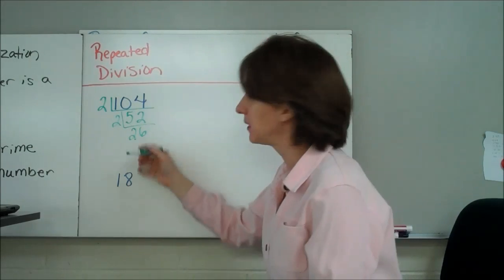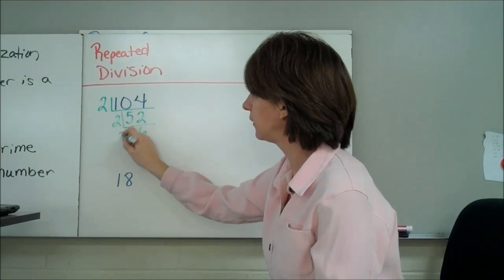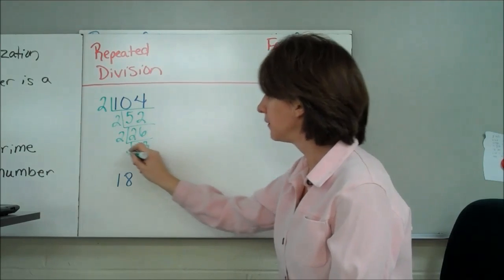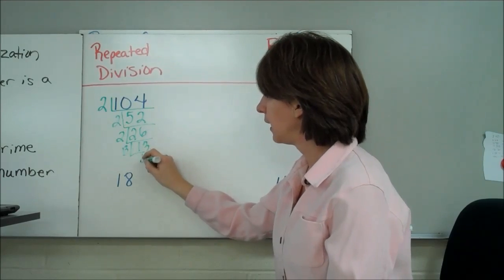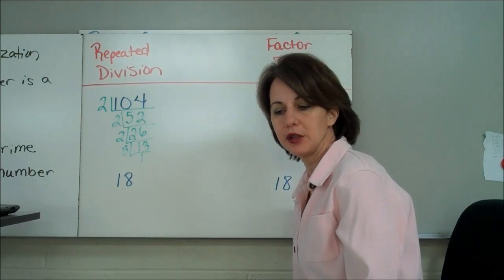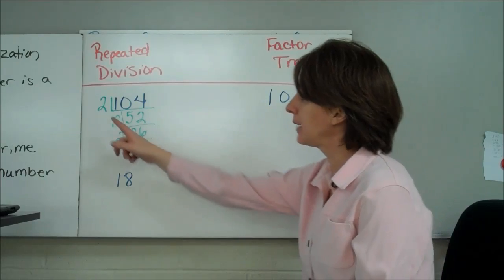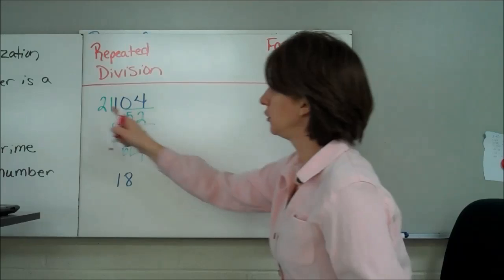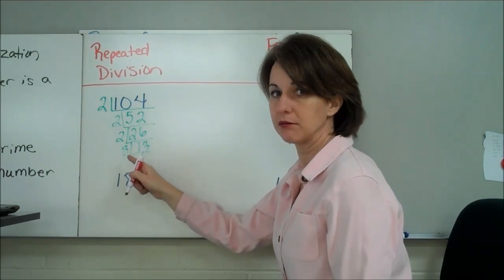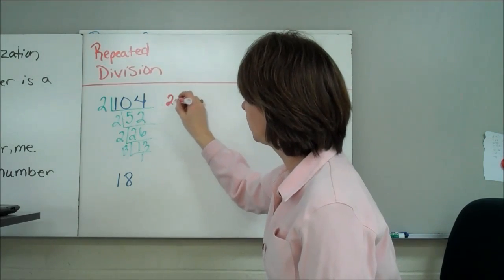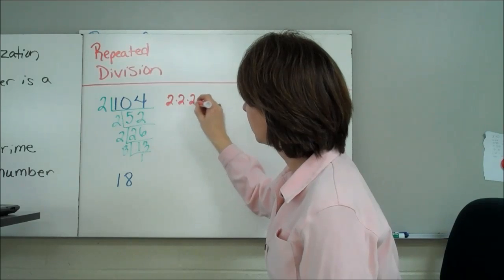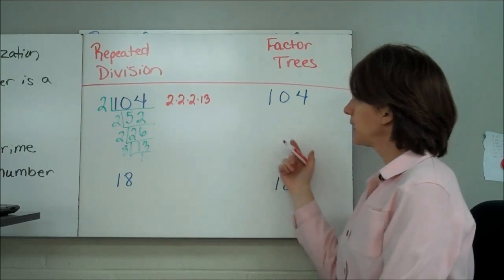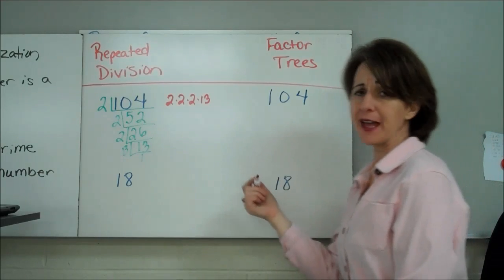And 26 is still even, which means I can divide it again by 2. And 13 is prime. And when you get to 1, you're done. So the prime factorization of 104 would be 2 times 2 times 2 times 13, and would be written like this.